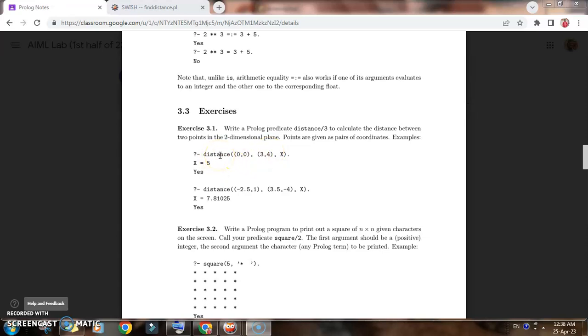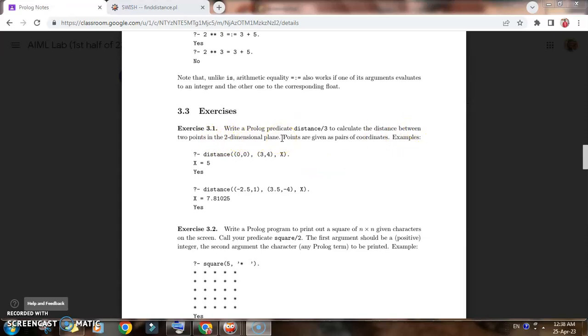So we need to write a distance rule, and in that we will write the formula which will be used to calculate the distance between 2 points in a two-dimensional plane. We know the formula, we studied that in primary school also. So square root of (x2 minus x1) square plus (y2 minus y1) square will be the formula to calculate the distance between 2 points in a two-dimensional plane.